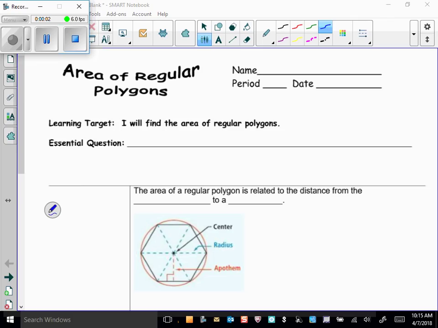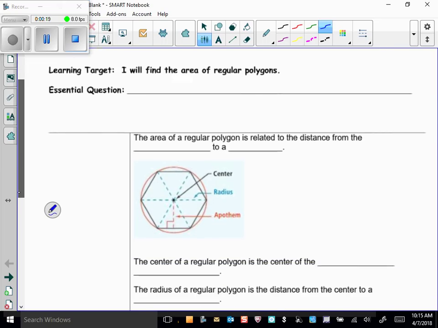Today's lesson is on finding areas of regular polygons. You're going to have your calculator for this lesson, so please pause here and go get your calculator. Don't sit here and do this without it, even though it's just in your backpack. Go get it because you need the practice.